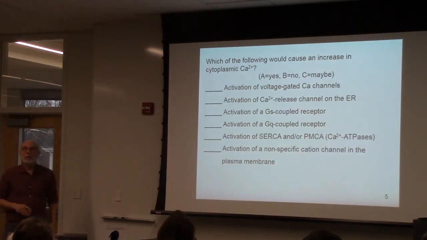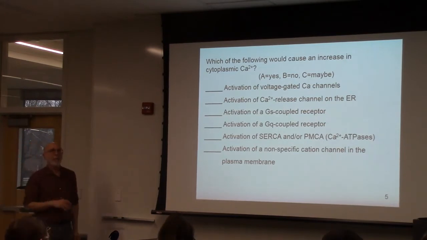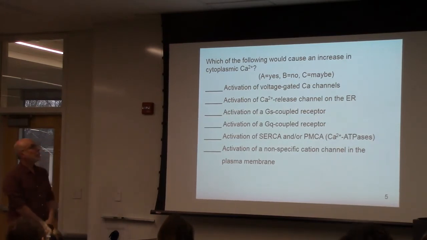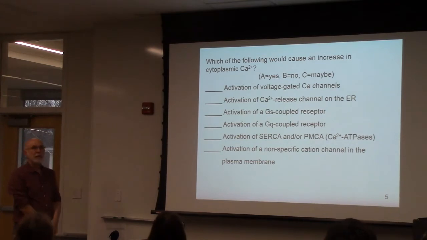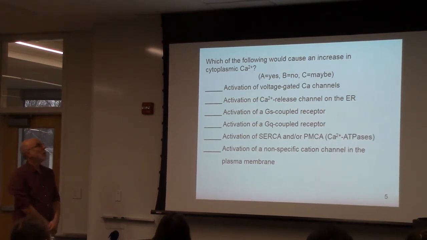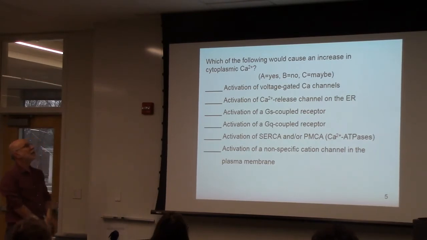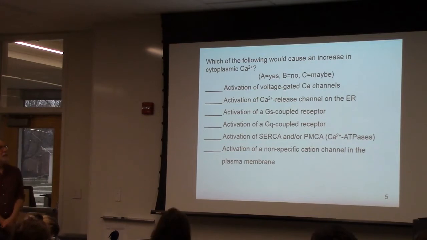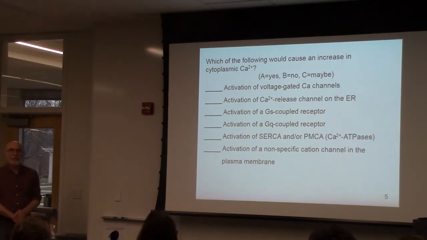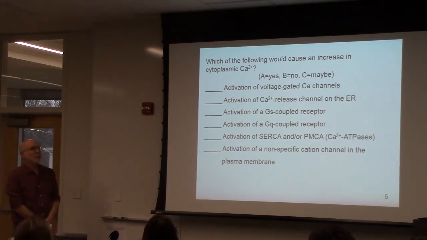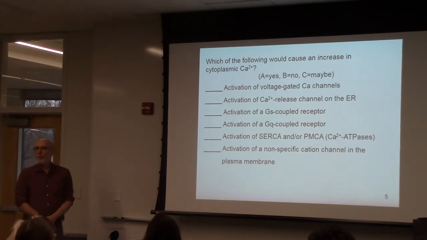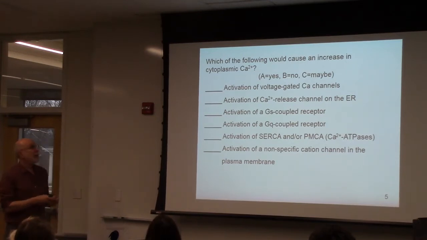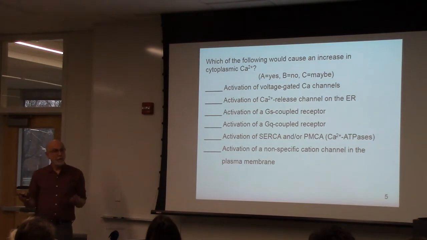So let's do some problems. We'll do this as a series of clickers. Three-way clicker. A is yes, B is no, C is maybe. Which of the following would cause an increase in the cytosolic concentration of calcium? Let me be clear, activation of voltage-gated calcium channels is on the surface membrane.